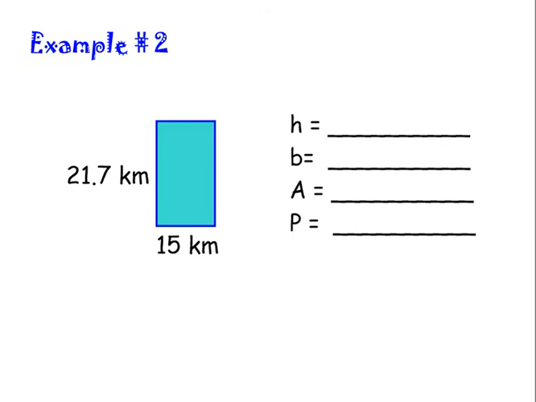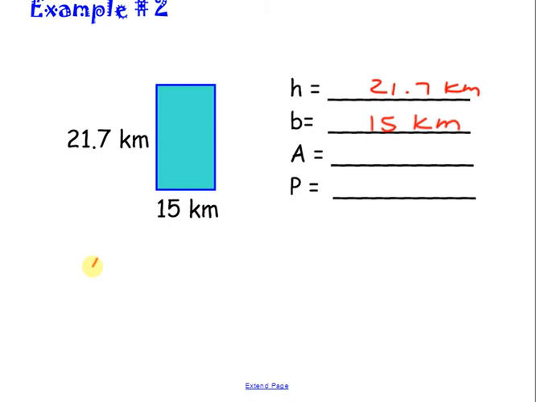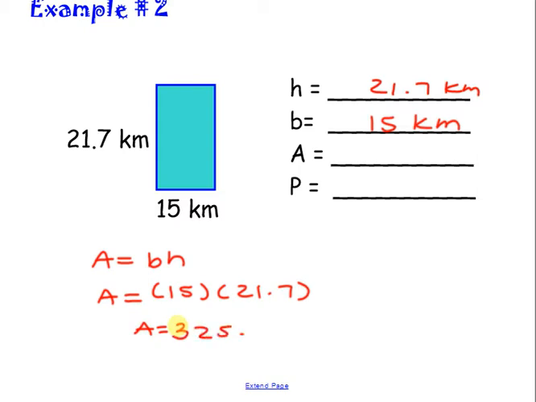Let's take a look at this rectangle here. So our height is 21.7 kilometers. Our base is 15 kilometers. Let's use our formula to find the area. Area equals base times height. Area equals, our base is 15, and our height is 21.7. When we multiply those together, we're going to get 325.5.